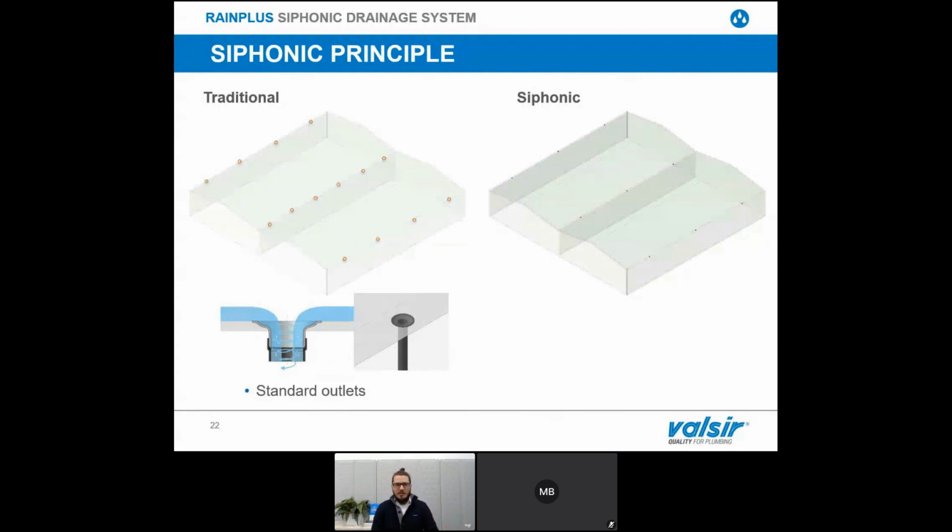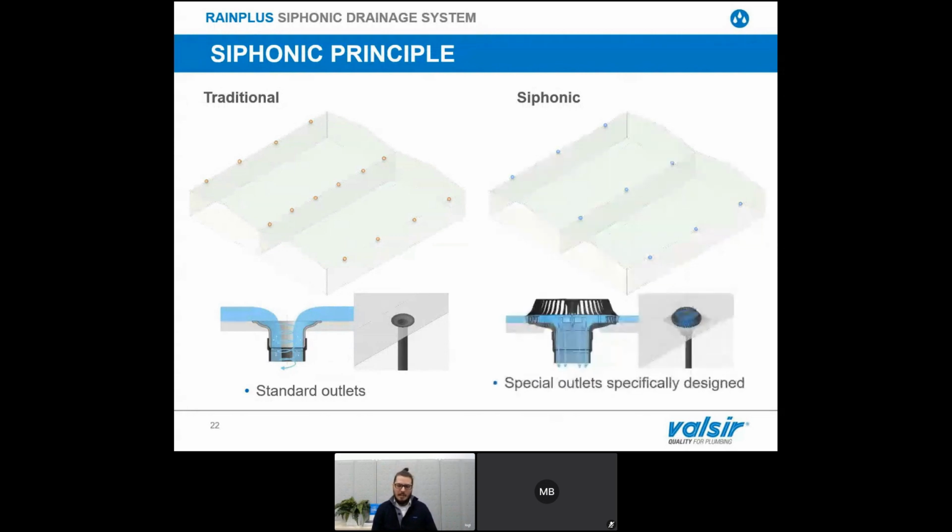There are no major features in this outlet. It's basically a hole in the roof. For a Syphonic system, as you can see, we have fewer outlets, in this case 9. And these are special outlets designed by the producer, in this case by us, in order to achieve some performance and some major features. We want the water to go straight inside the pipe in order to have a full bore system and not a partial filling like in a traditional system.